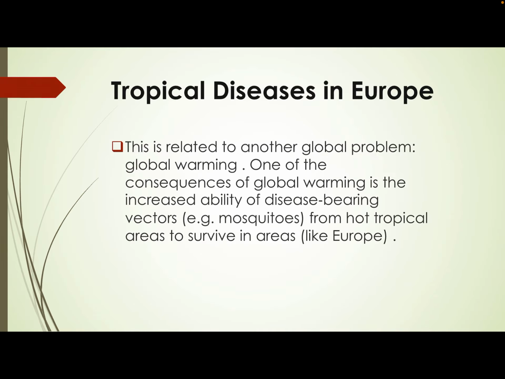Tropical disease in Europe. This is related to another global problem, global warming. One of the consequences of global warming is the increased ability of disease bearing vectors like mosquitoes from hot tropical areas to survive in areas like Europe.